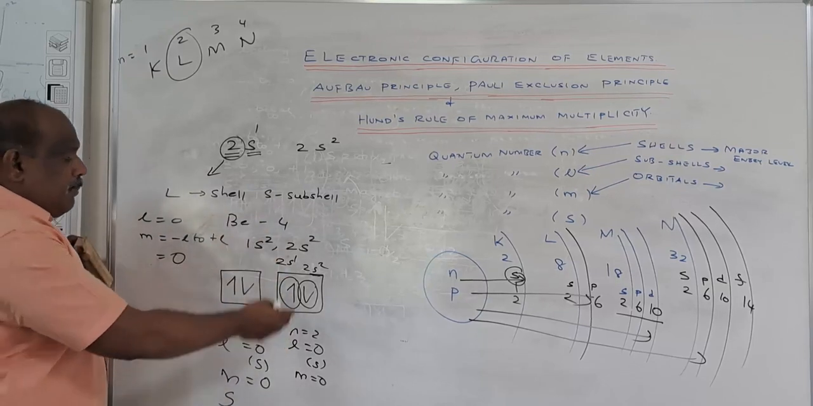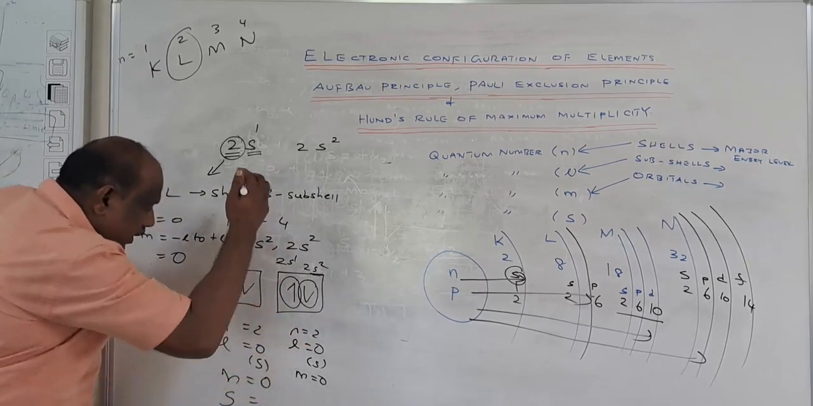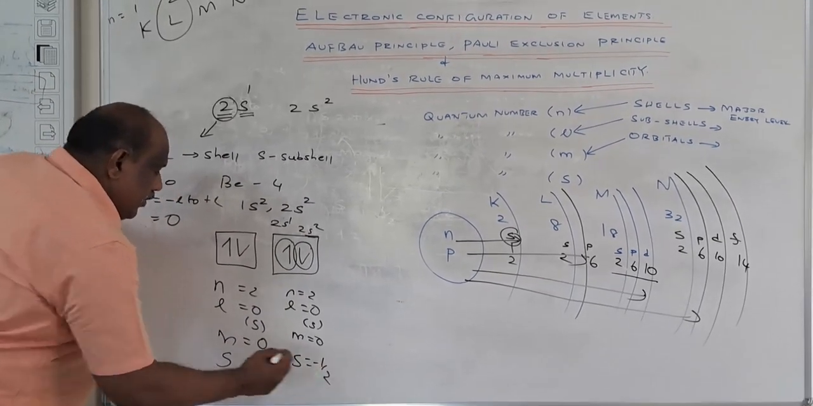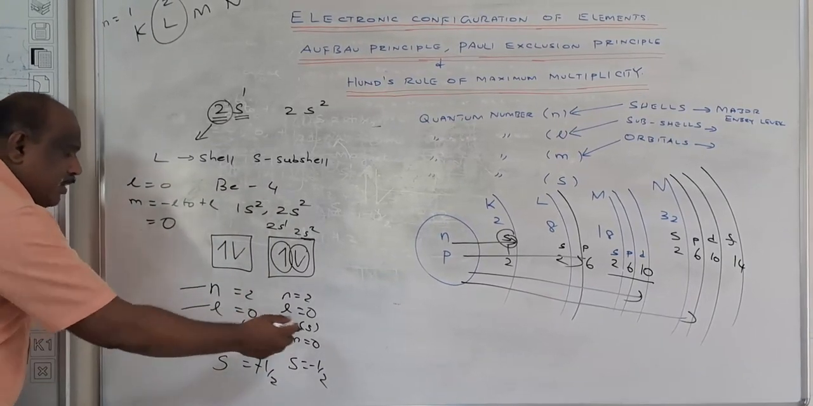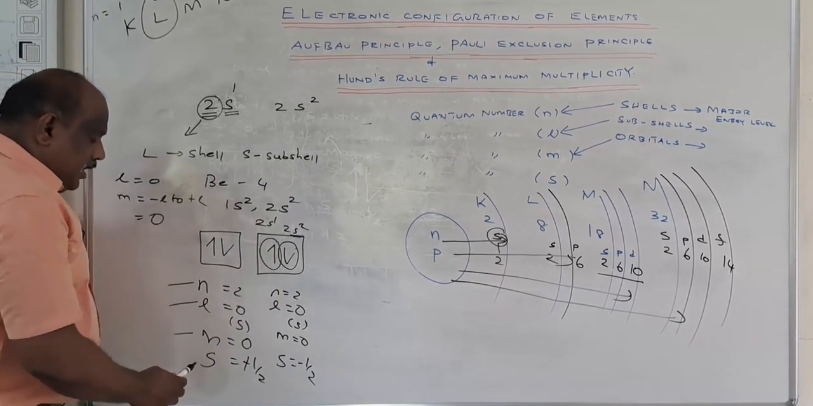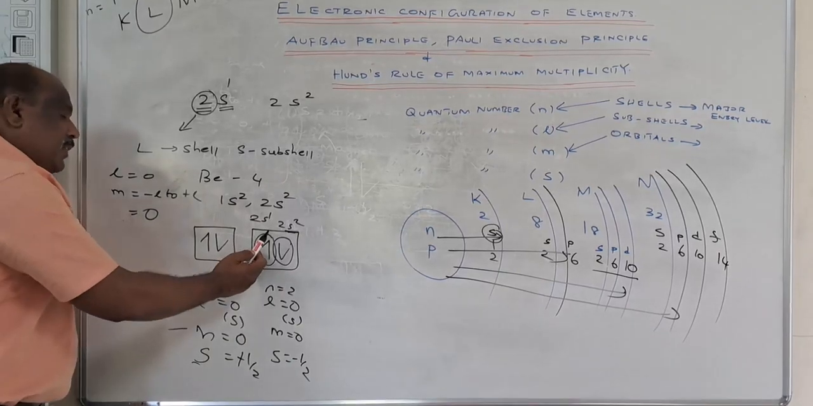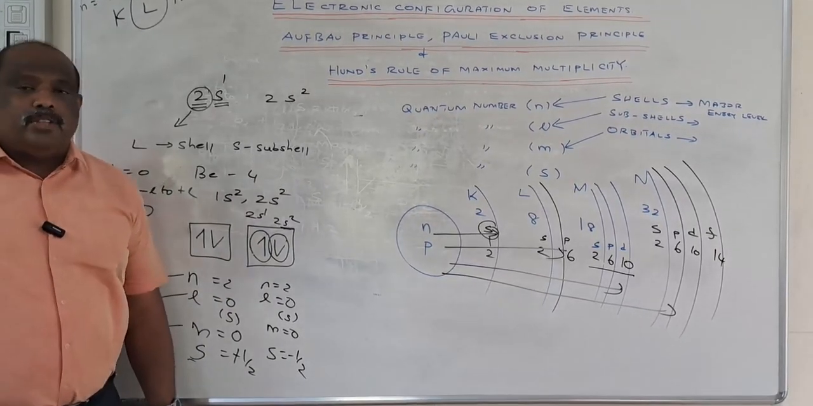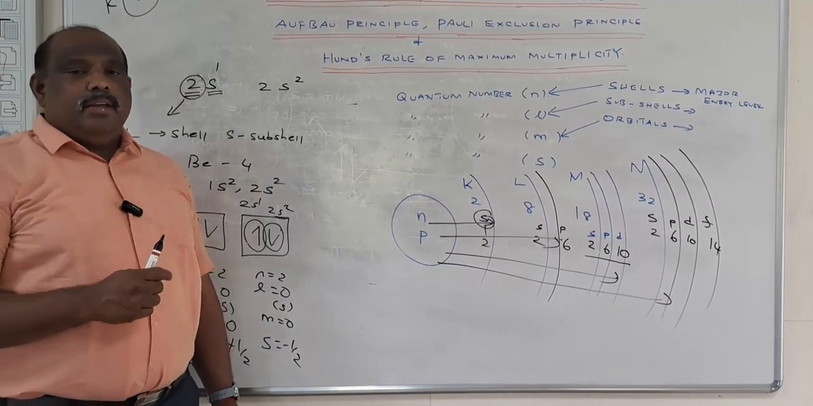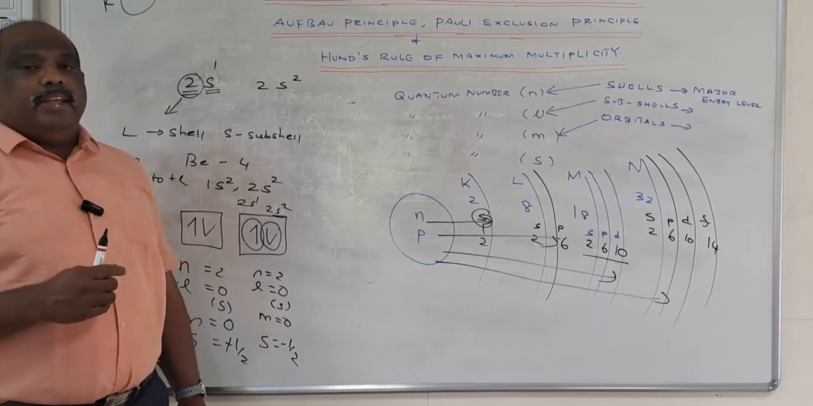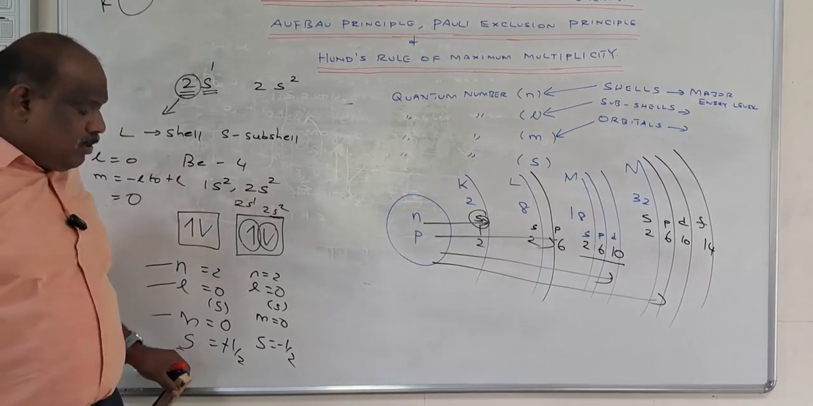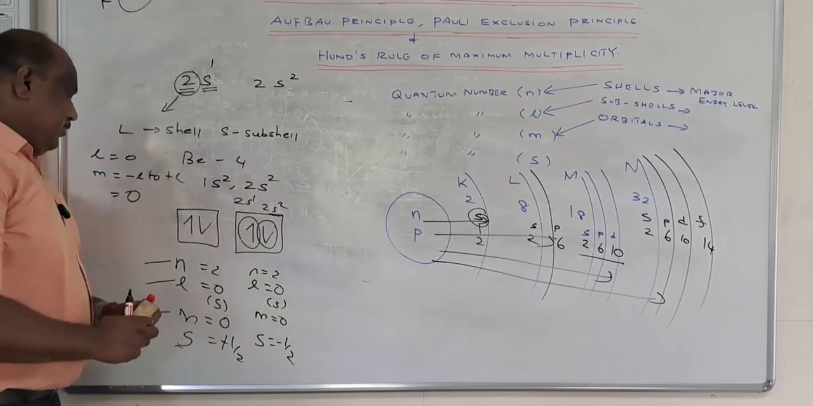One is in the upward action, one is in the downward action. Whenever it is upward action, it is plus half. When it is downward action, it is negative half. So we can see, even though the first three quantum numbers are the same for both these electrons, the fourth quantum number, the spin quantum number, is different for this one and this one. This is what the Pauli exclusion principle says: no two electrons in the same energy level or in the same subshell can have all the set of four quantum numbers the same. They should differ in at least one quantum number. That is one example we have seen here.